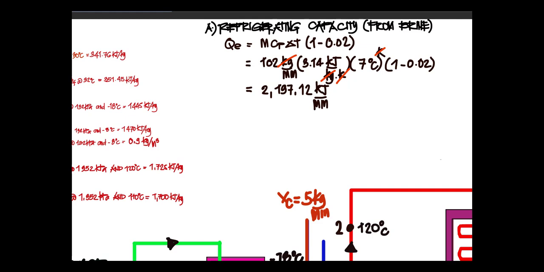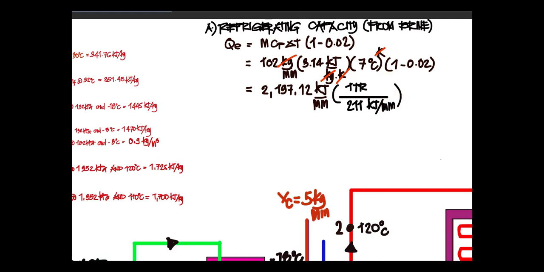Then I'm going to convert this into tons of refrigerant. So we have the conversion: 1 ton of refrigerant is equal to 211 kilojoule per minute.